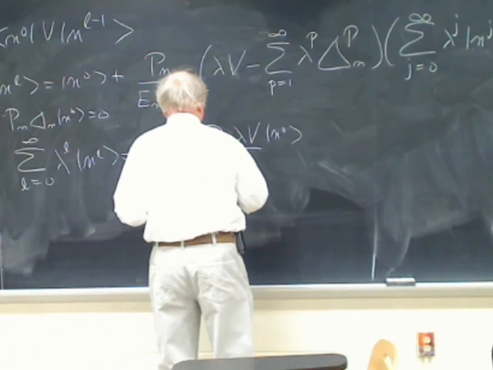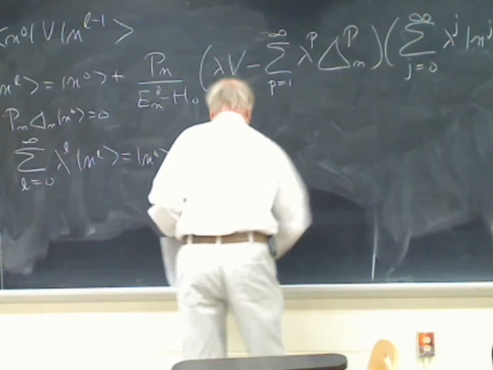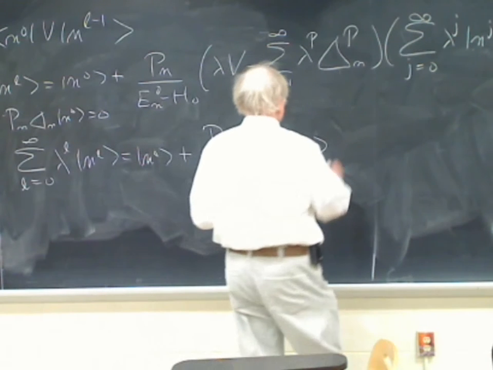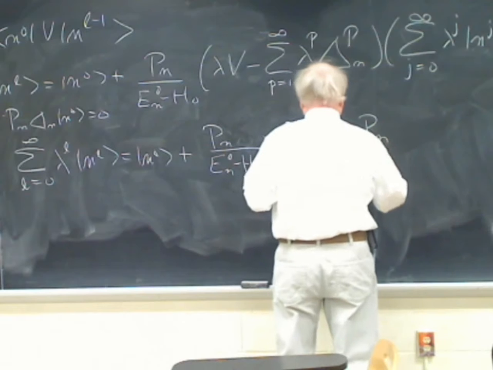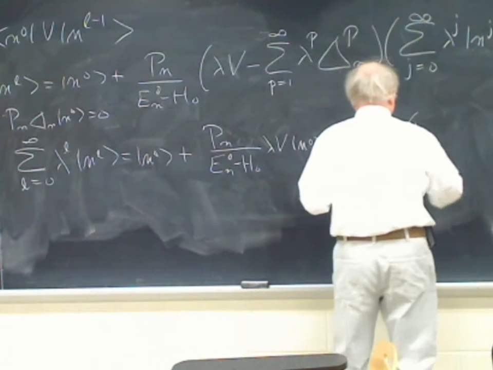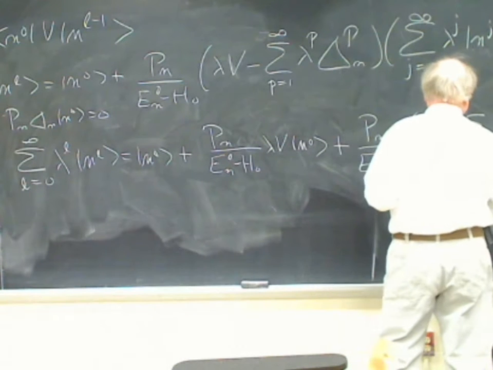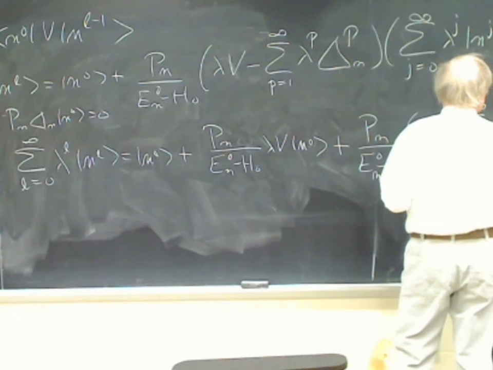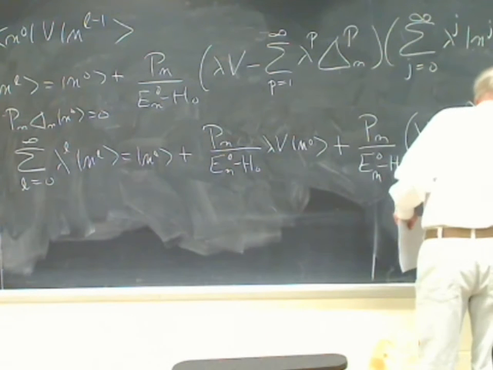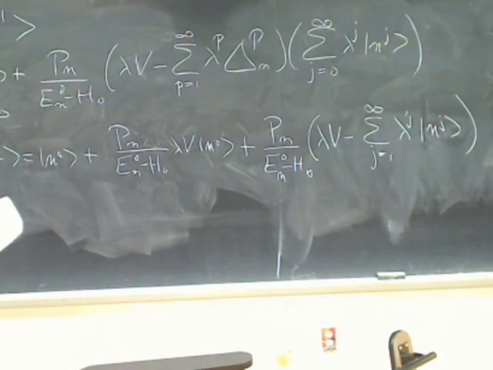So this is E_n zero minus H zero. And that's actually a bad way of writing it. Let me rewrite it. Lambda V N zero. Okay, and then the rest of it is plus P sub n over E_n zero minus H zero lambda V minus a sum. And now we can go from J equals 1 to infinity. Whoops, that's bad parenthesis. Okay, so now this is our equation.